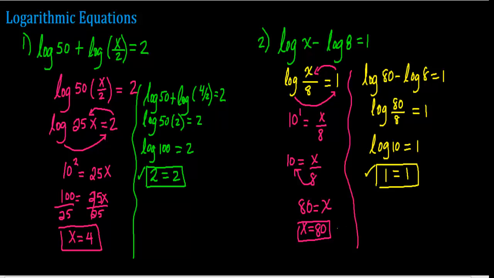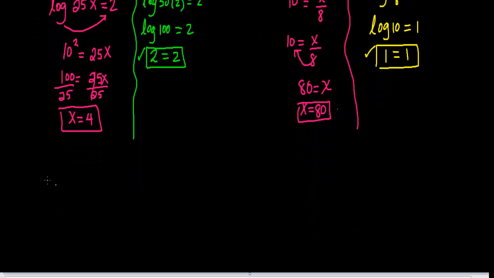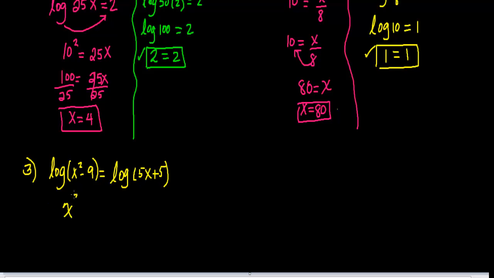Now we're going to do one more example. This is example 3. And here we're going to have log of x squared minus 9 equals the log of 5x plus 5. Okay, now notice I have log, I have an equal sign. That means I can equal this argument to this argument. So very easily I can write x squared minus 9 is equal to 5x plus 5.